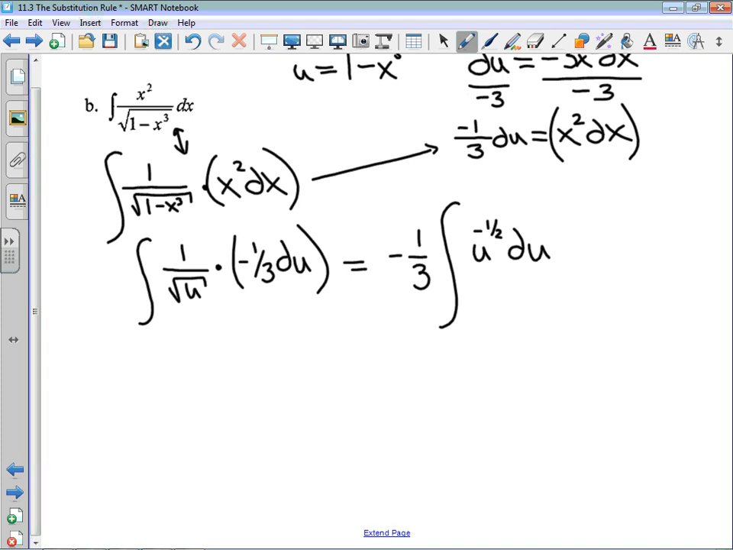All right, we can take the integral now, so I'm going to leave that constant negative 1/3 out front. I'm going to increase the exponent by 1. I get u to the 1/2, and that's going to be 1 divided by the new exponent, which is 1/2, and then I'm going to add the constant.